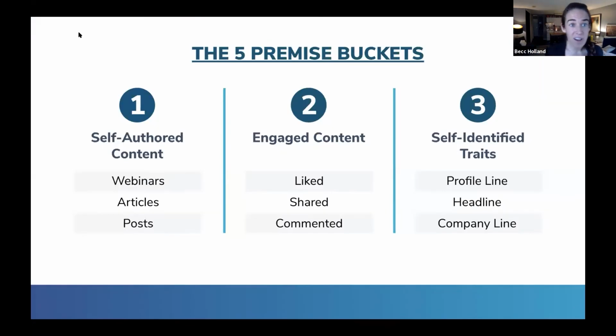But essentially the 5 buckets of personalization, number 1 is self-authored content. So this is anything that your prospect authored themselves. Keep in mind the asterisk mark of personalization is you need to be hunting after something that you can relate back to your company.